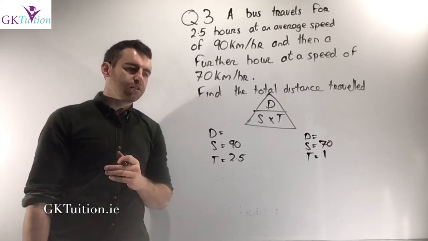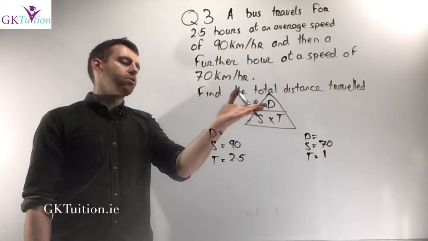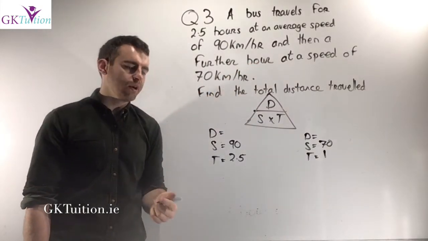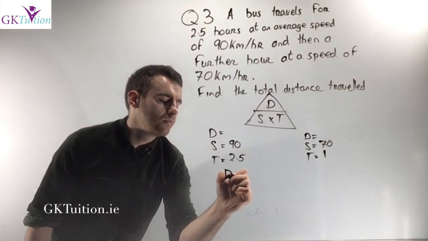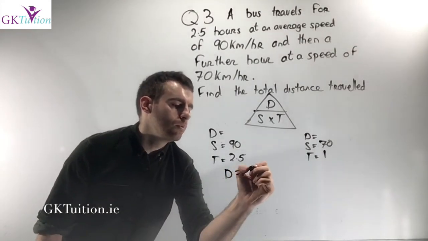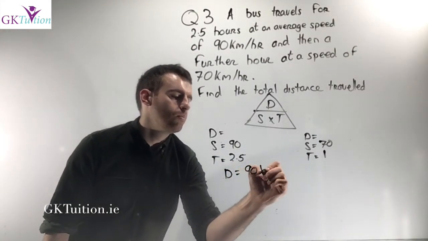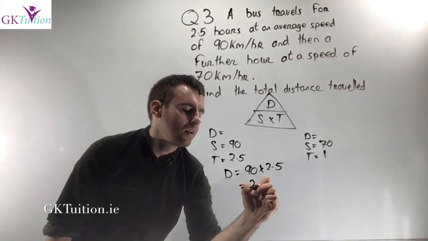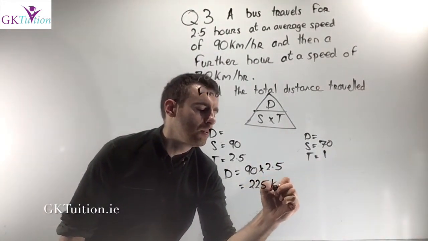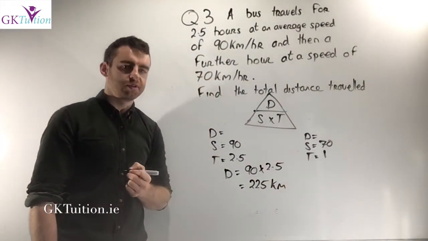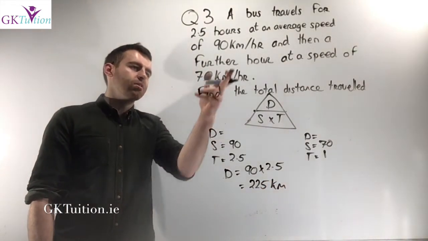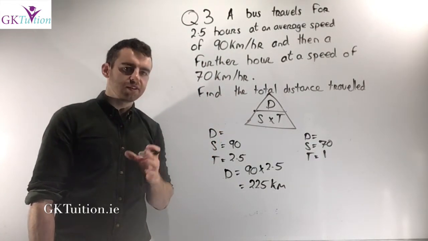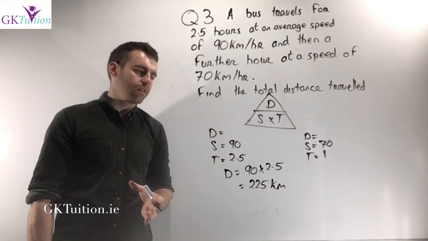So let's just work each one out individually. According to this triangle, if you're looking for D, you just cover your D. That means it's speed multiplied by time. So in the first segment of the journey, the distance travelled will be 90, the speed, multiplied by 2.5, the time. And if you plug that into your calculator, that tells me that the distance travelled at that speed is 225 kilometers. I know that it's in kilometers because it told me that this is 90 kilometers per hour. So the distance travelled at the original speed is 225 kilometers.